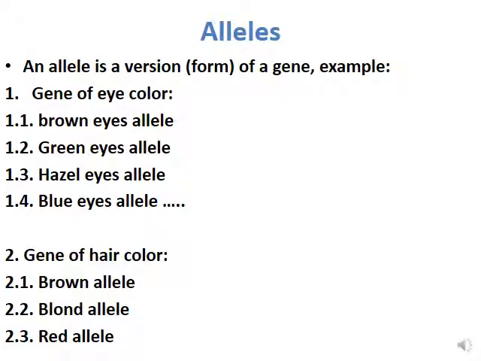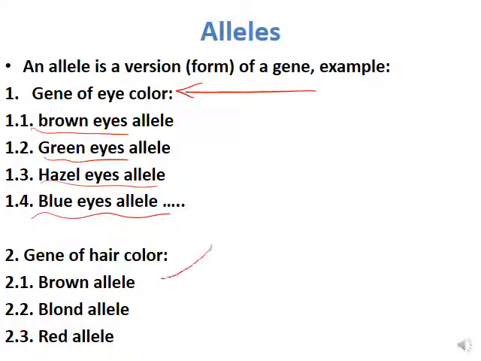Alleles, as we said before, are the models of the gene. They are the version or the form of a gene. For example, we have the gene of the eye color. The different models are called alleles. So we have the brown eye allele, green eye allele, hazel eye allele, blue eye allele. For the gene of the hair color, we have the brown color allele, the blonde, the red, the black, and so on. So the different models are classified as the alleles.